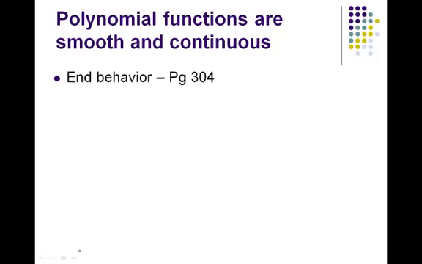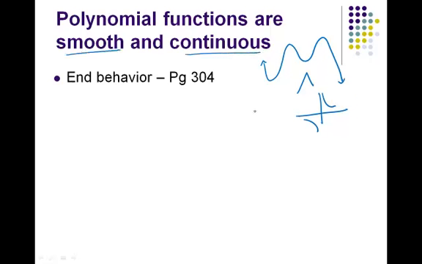Every polynomial function is smooth and continuous. That means that when we do a graph, it's going to be something like this. And it's going to always be continuous. It's always going to be smooth. It's not going to have any peaks like this. It's not going to have any breaks in the graph like this would. So polynomial functions are smooth and continuous.